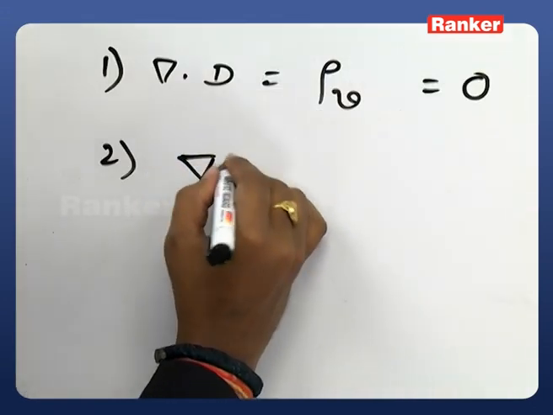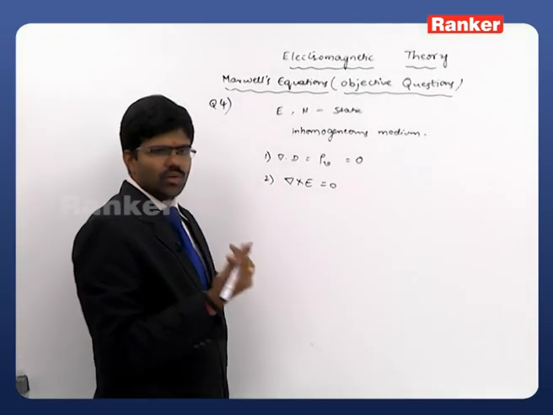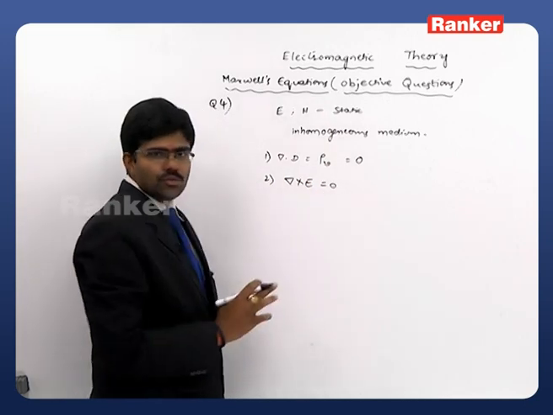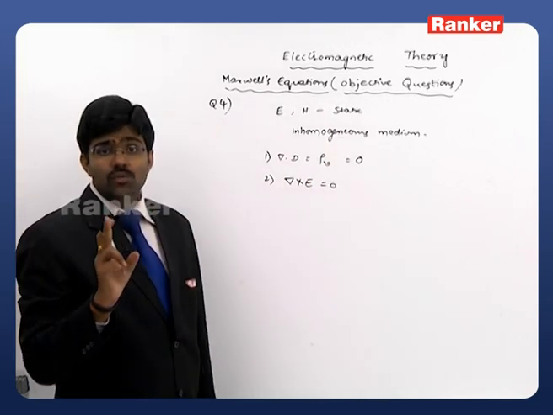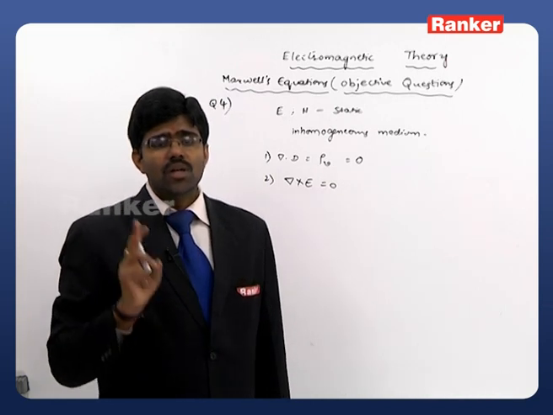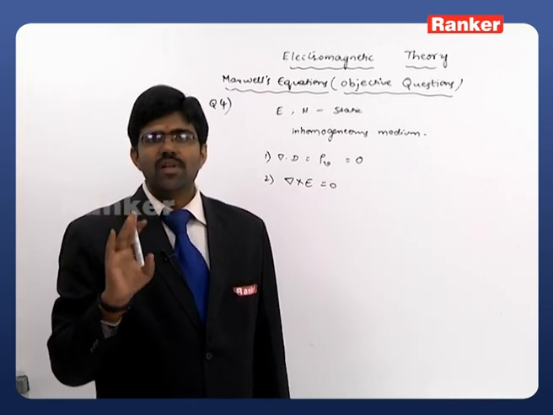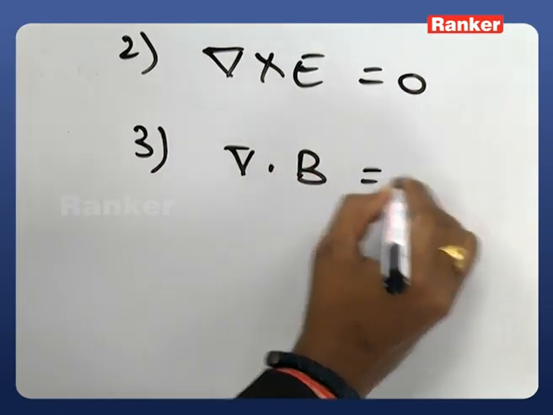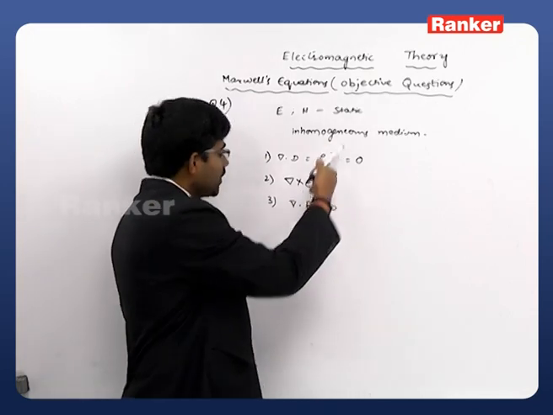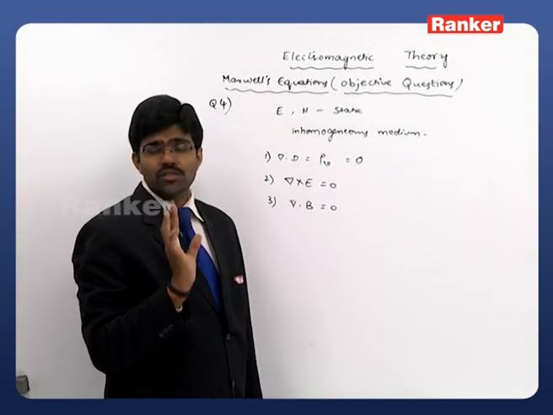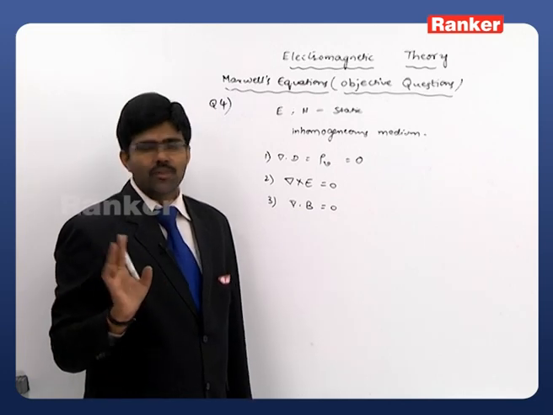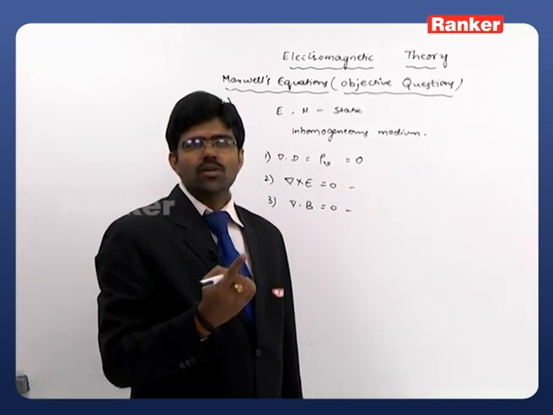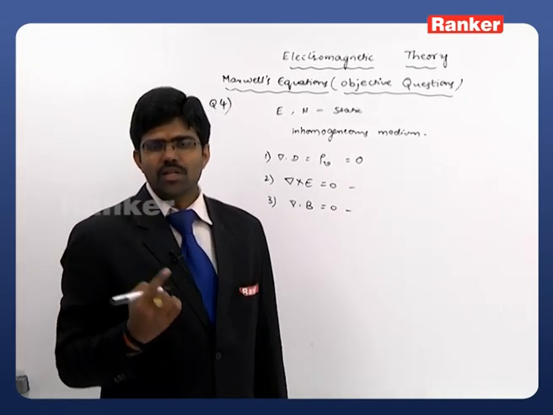Second equation, del cross E is equal to 0. We are not supposed to modify this equation. Del cross E is equal to 0 since it is static. Observe that we have del cross E equal to 0 in two options, option C and option D. Keep it aside. The third equation that we have is del dot B is equal to 0. Since it is an inhomogeneous medium, we write this as del dot B equal to 0; don't write it as del dot H equal to 0. And observe whether it is found in our options or not. Yes, we have del dot B equal to 0 in option D.